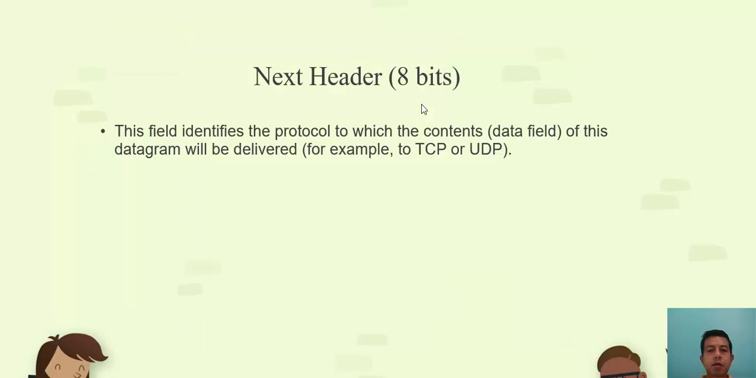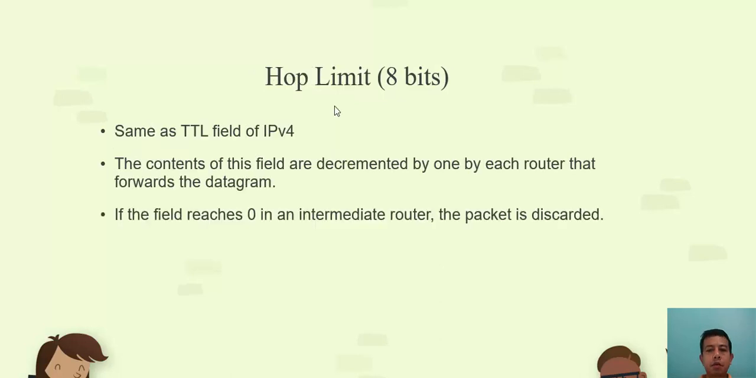The header field next header, of size 8 bits, is similar in nature to the upper layer protocol field of IPv4. It indicates to which particular upper layer protocol this datagram belongs, whether it belongs to TCP or UDP. The numbers that indicate TCP or UDP are the same as in IPv4. So this next header is the glue between the upper layer and the network layer.